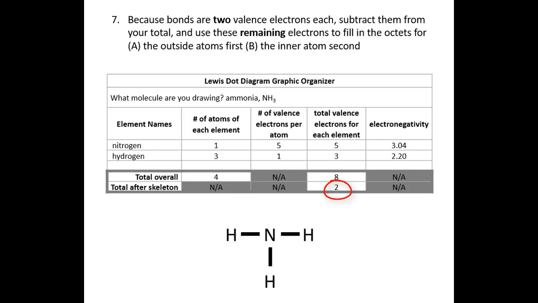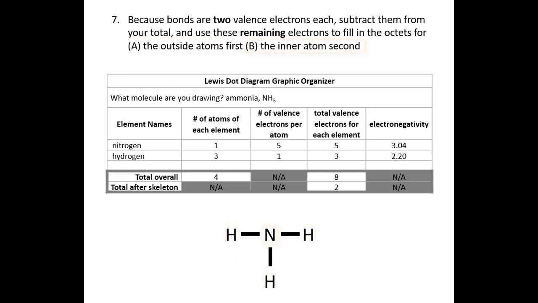According to our table, we have to distribute 2 remaining electrons. So first, let's look at the atoms on the outside. Each hydrogen only needs 2 total electrons to fill its outermost energy level, and because each one already has a chemical bond attached to it, it has the 2 electrons it needs.